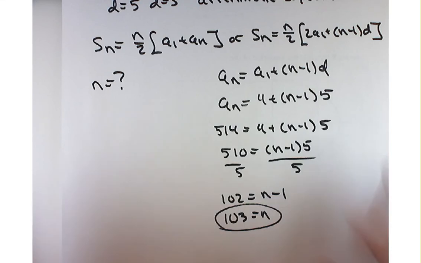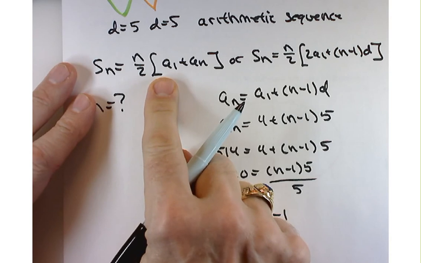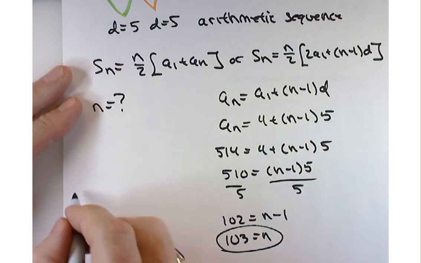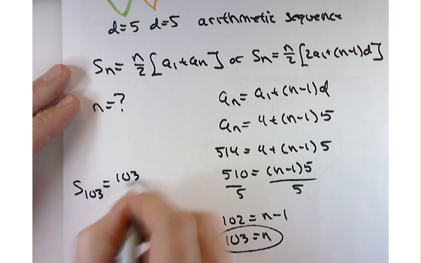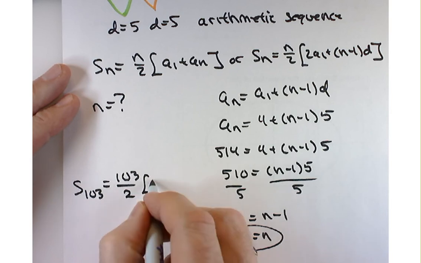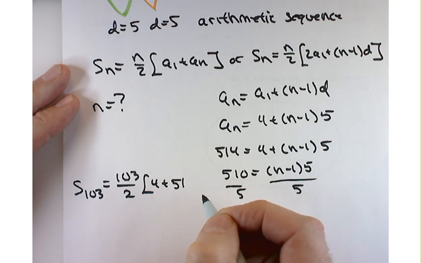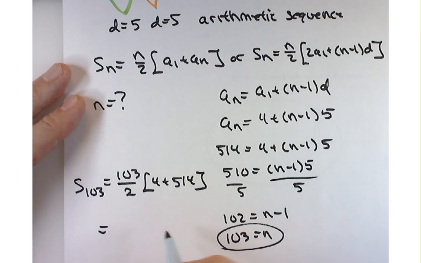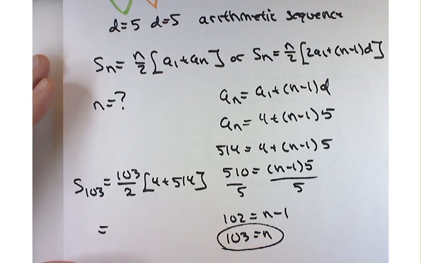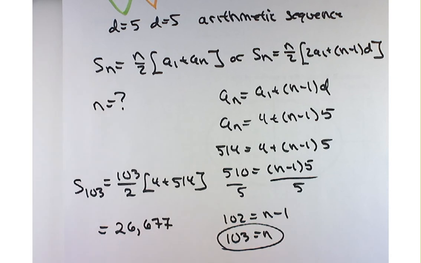Now, you can use either of these. Doesn't really matter. All things being equal, I think this one looks easier. So if I want to find that sum, it's going to be S sub 103 equals 103 divided by 2 times 4 plus 514. Yeah, 514. And that turns out to be like 26,677. Beautiful.